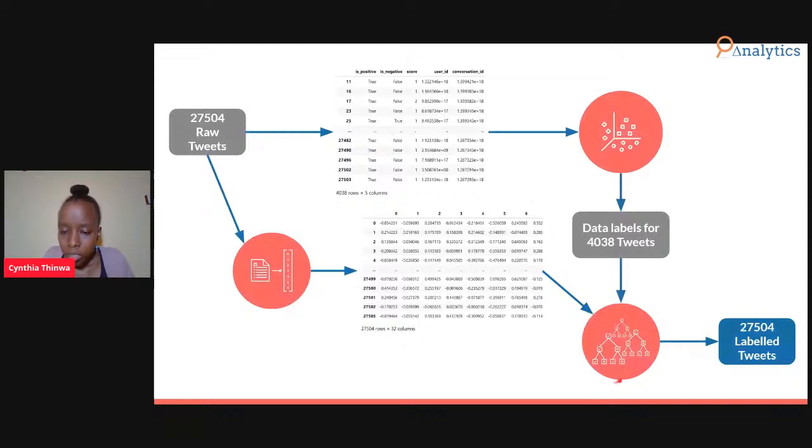And then once this model is trained, we can now let it loose on the remaining values in the vectorized data set, which do not have these indexes. And then it will learn which tweets are positive or negative just based on the vector encoded tweets. So the outcome becomes 27,504 labeled tweets. So just to recap, I can go a bit slowly.